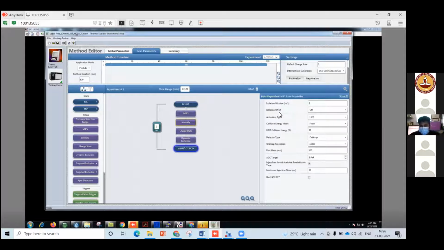Then the activation type is there. There are different types of activation available, for example, HCD, ETD, CID. HCD is mostly used for most of the global proteomics data acquisition. Then there is the collision energy mode. So the collision energy is the particular energy that helps fragmentation of the peptides.